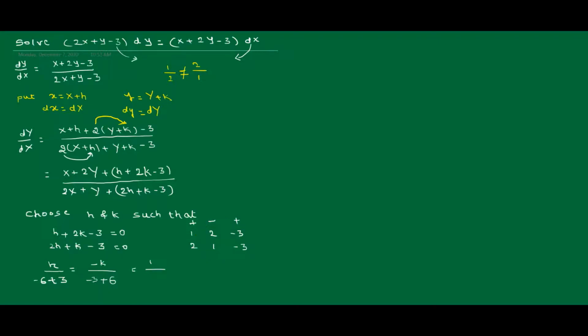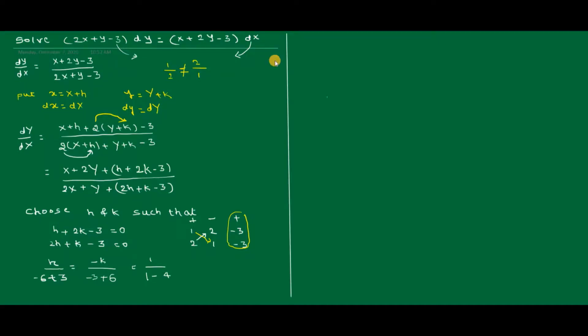Next, for the constant term, leave the last column and again use cross multiplication: 1 into 1 is 1, put minus sign, 2 into 2 is 4. So that is h divided by minus 6 plus 3, which is minus 3, equal to minus k divided by minus 3 plus 6, which is plus 3, equal to 1 divided by 1 minus 4, which is minus 3.